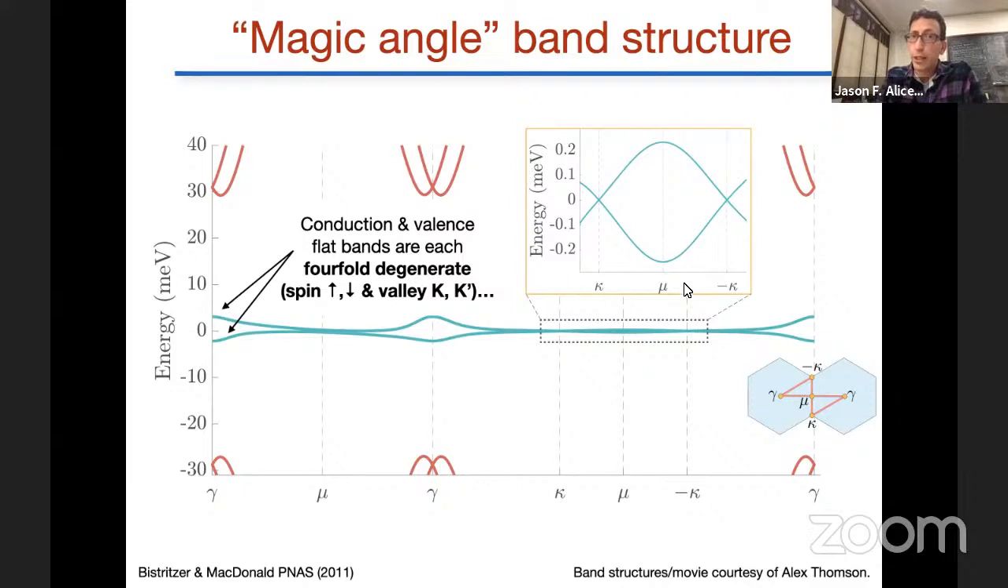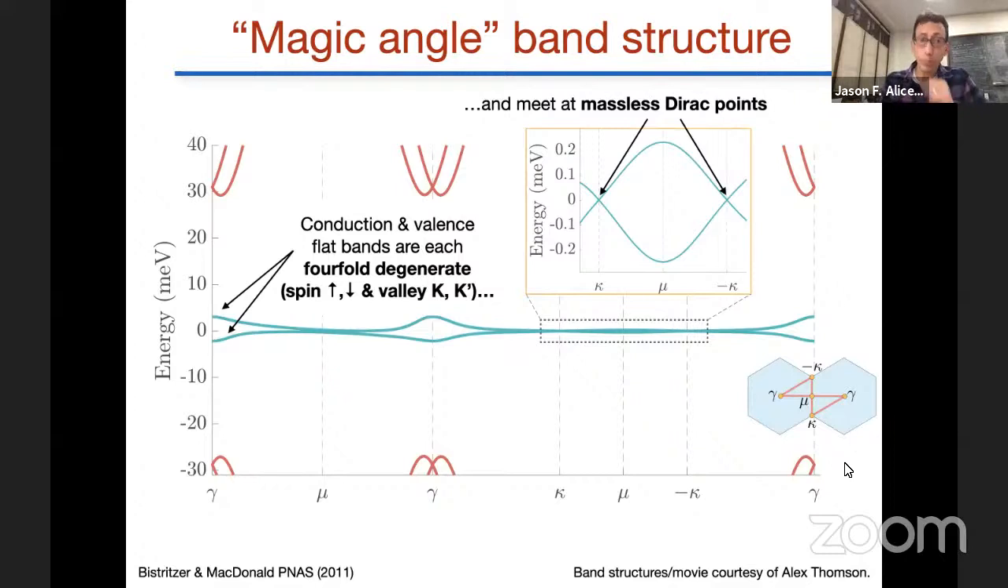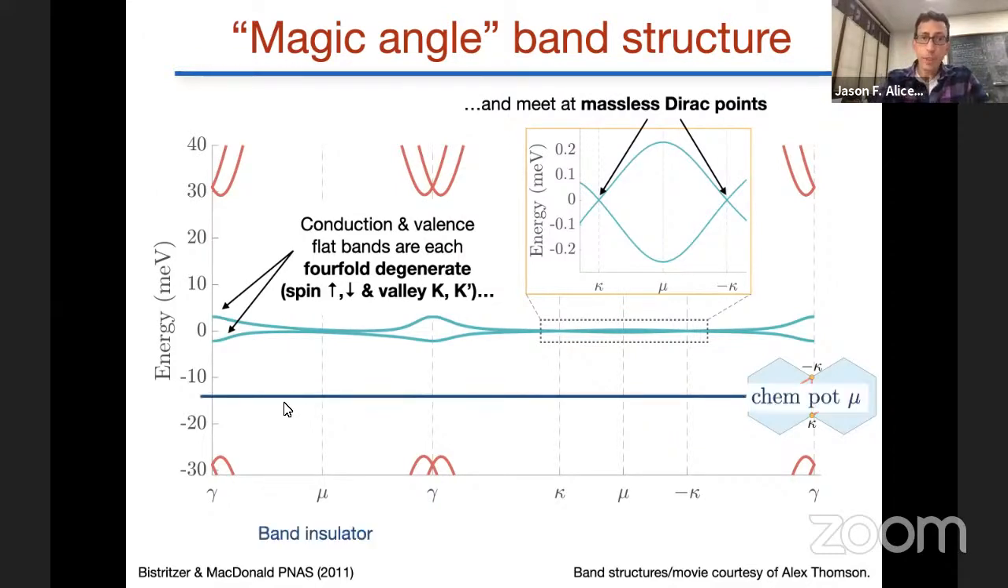Here's a further zoom in of these bands. And so what you can see is that this conduction flat band and this valence flat band actually touch at a point. So they meet at massless Dirac points, which is reminiscent of what you find for ordinary single layer graphene. All right, so at this point, I'd like to sketch out what you would expect for the system from just naive band theory predictions.